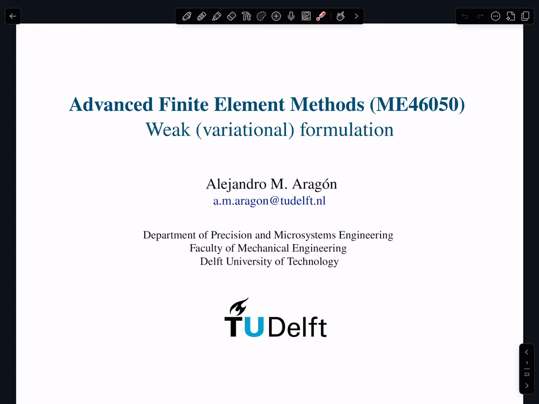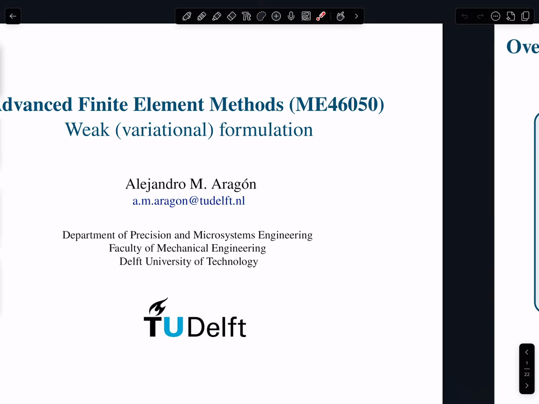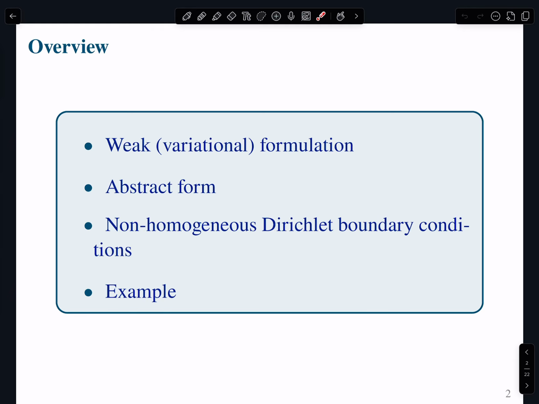So today we are going to look at the weak or so-called variational formulation. And we're going to look at the weak form from different points of view, right? There are a couple of ways that I like to get to the final weak form, and then to the discrete equations as well.